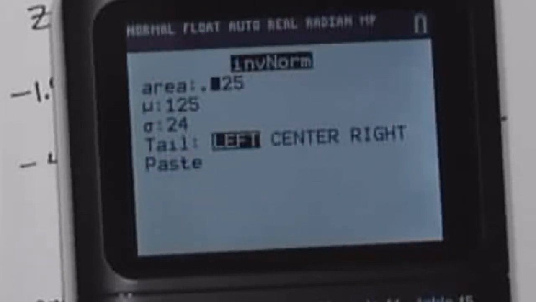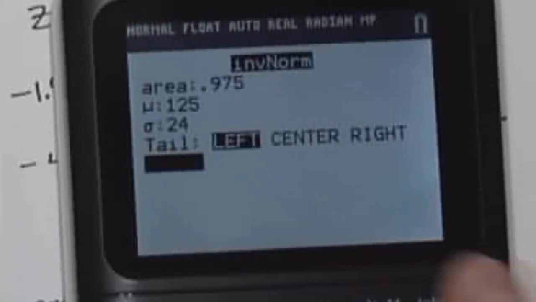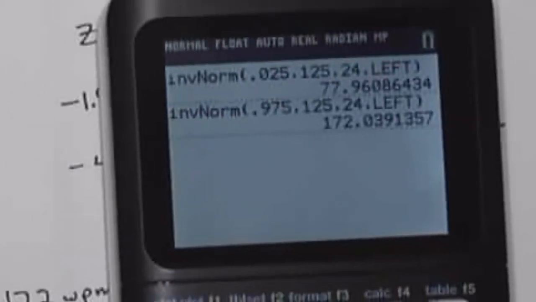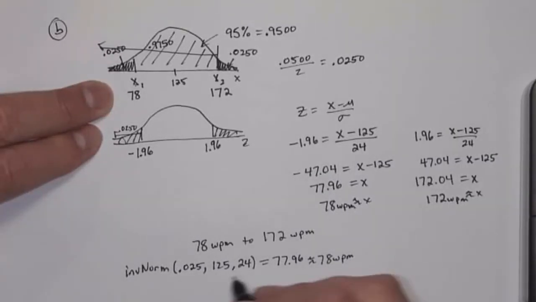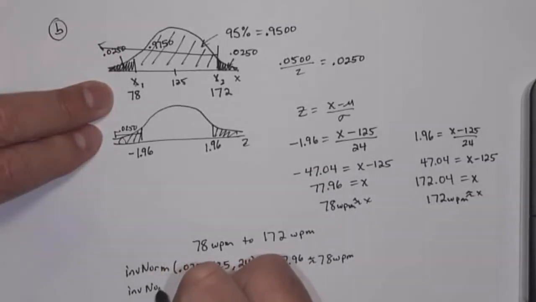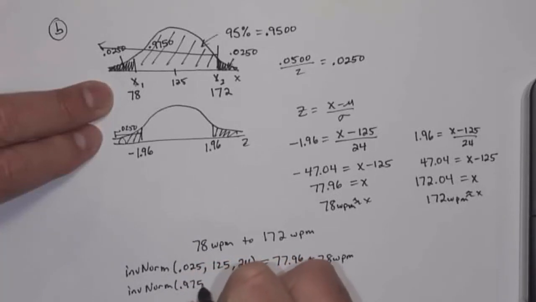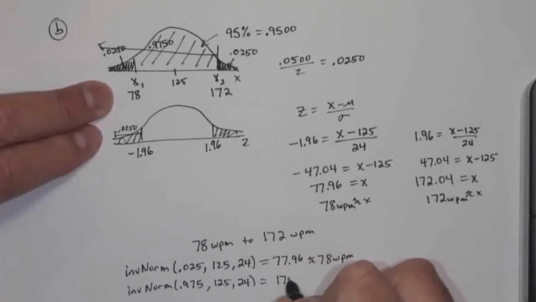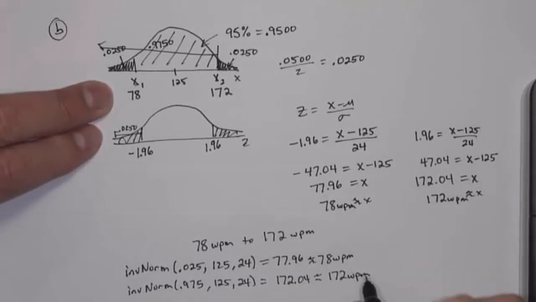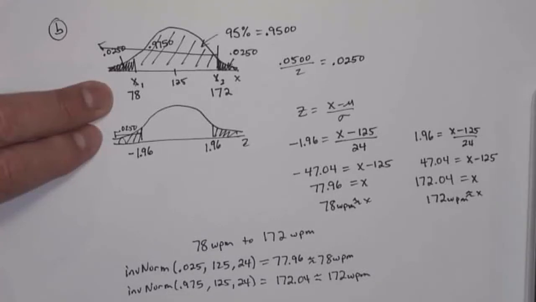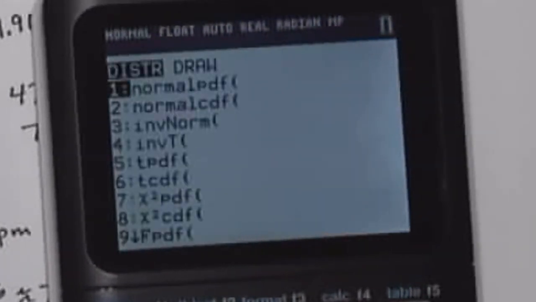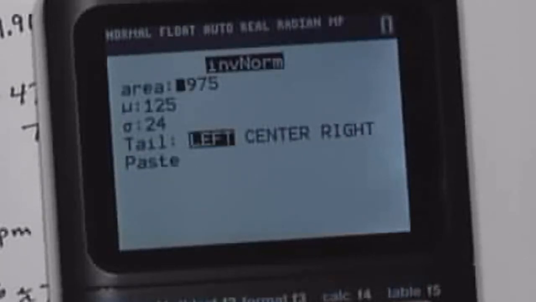So if I enter 0.975, again, it's the area to the left, I get 172.04. So I have inverse norm of 0.975 with a mean of 125 and a standard deviation of 24, and that was 172.04, so about 172 words per minute. Okay? Now again, this is how it would be on an older calculator without the option of left, right, or center options.